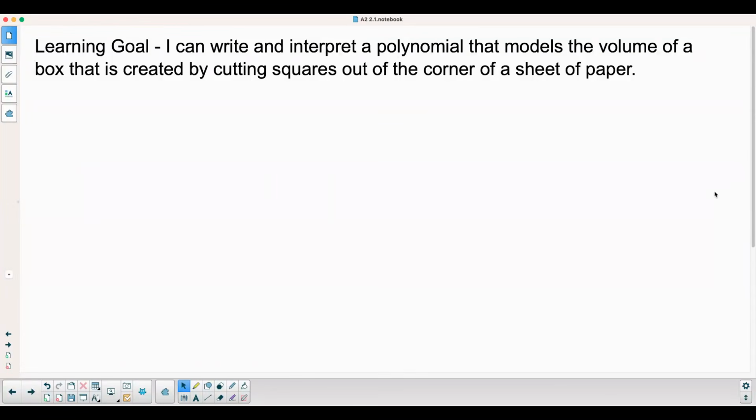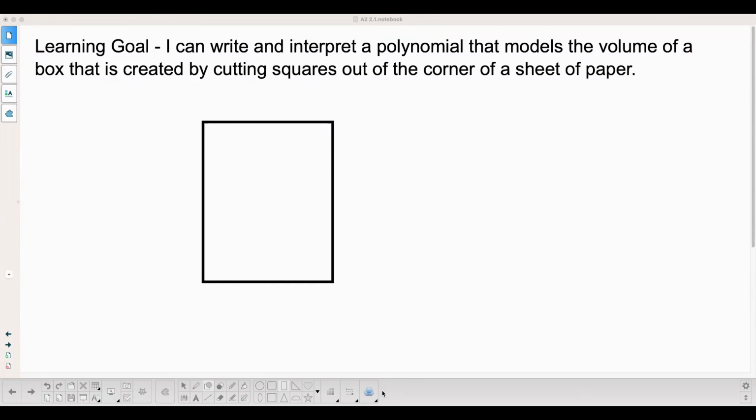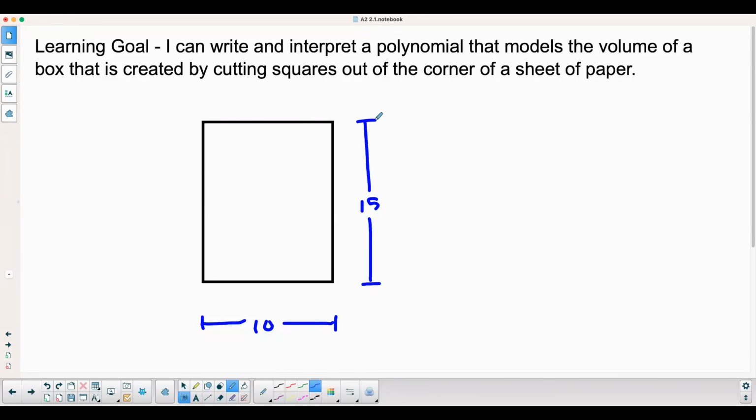So basically what is going to happen here is we're going to have a sheet of paper here, and the dimensions on the sheet of paper don't really matter. Let's say I'm just going to use whole numbers here. I'm going to say this side is 10, and let's say this side is 15. So if I cut squares out, and I call these x, that would mean they all have a length of x.